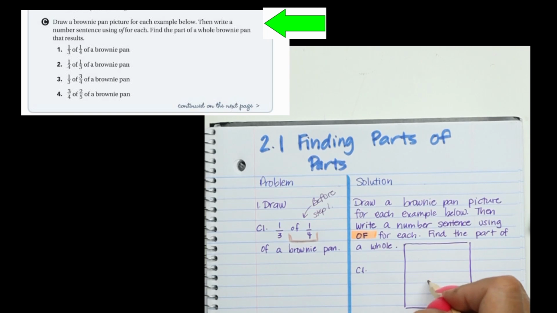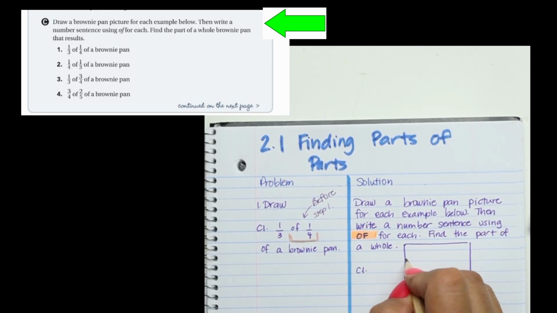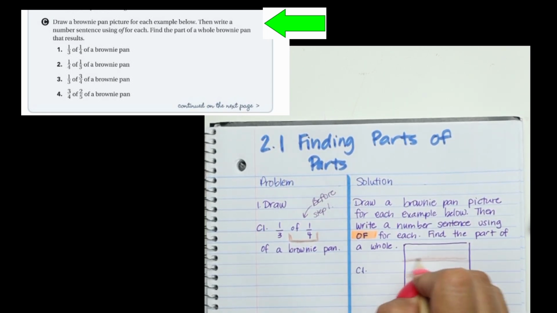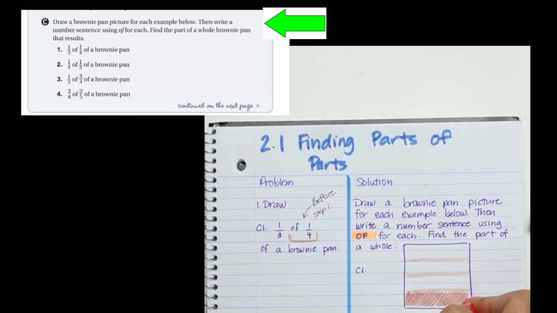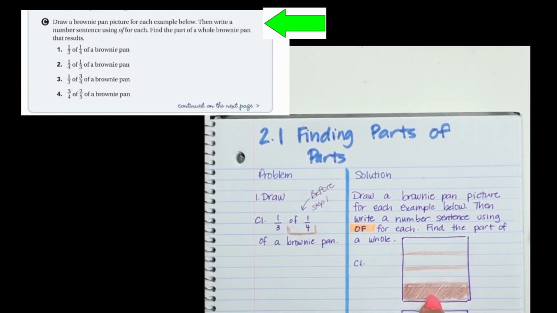1, 2, 3, 4, 5, 6. Fourths, so let's go half and half. It's not equal, but you get the idea. So 1, 2, 3, 4. But there's only 1/4. So here's 1/4. That's all that's left. Everything else was sold. 3/4 of the brownie pan were sold. All that's left is this little piece.